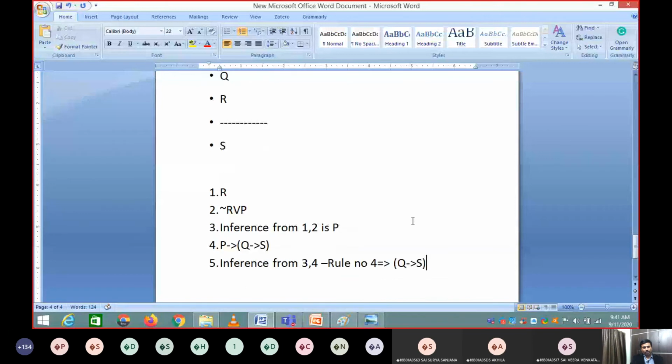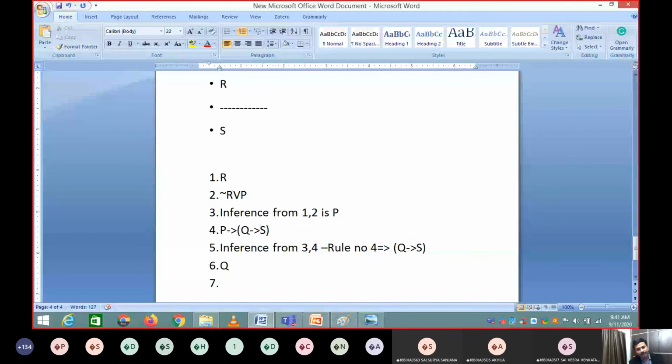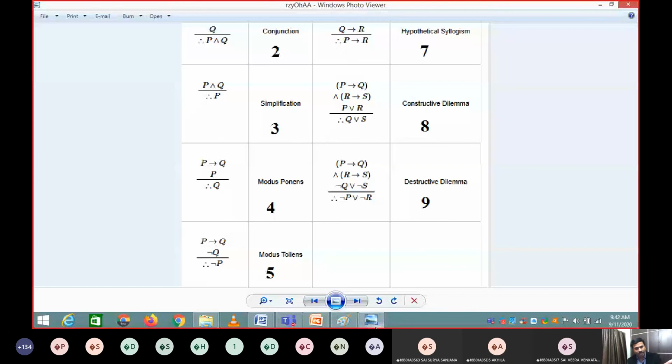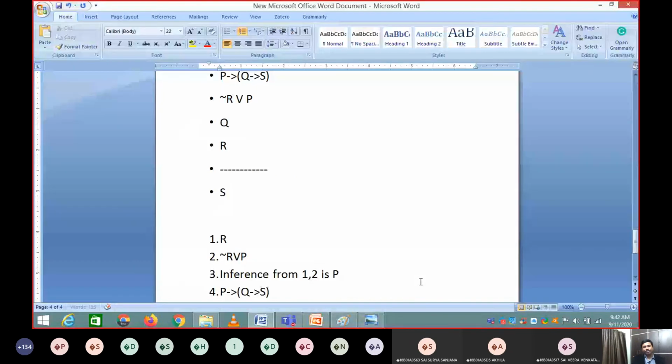So I have also a statement called Q. Now I will take this because Q implies S was there. Q I have taken. What is the inference that you can get from 5 and 6? S, sir. Yes, inference from 5 comma 6, again I am applying the same rule, rule number 4. So Q implies S, so the inference is S. So S is a valid inference.